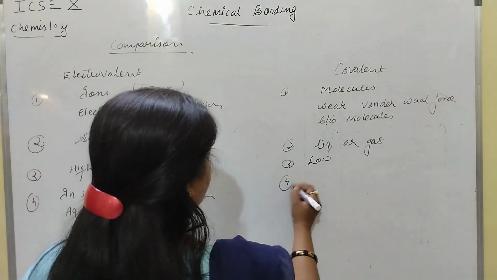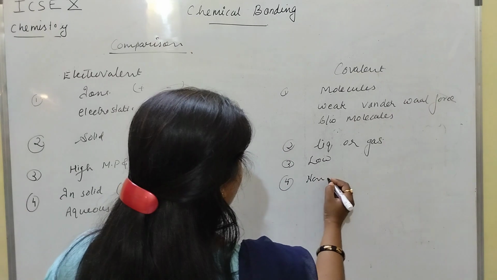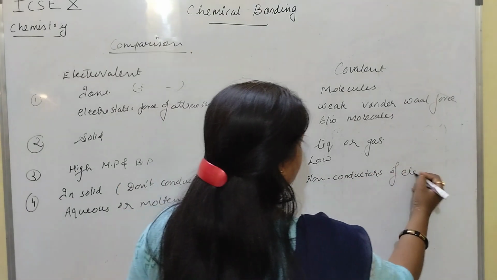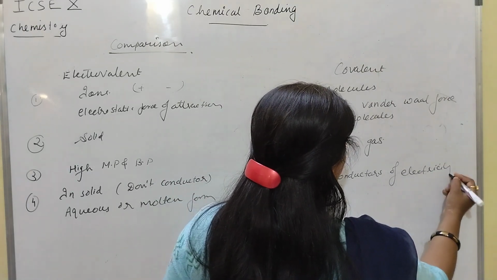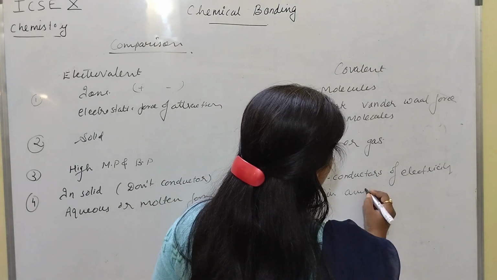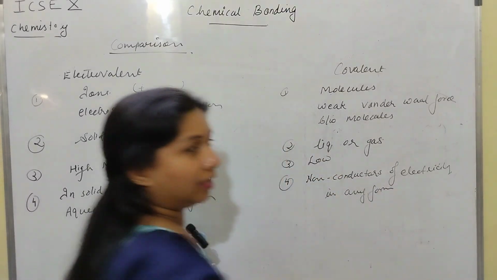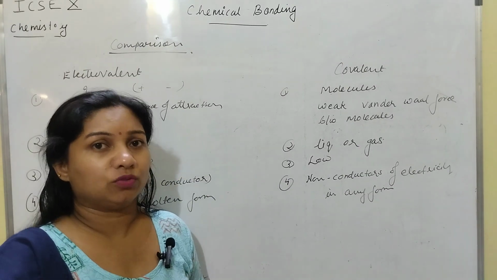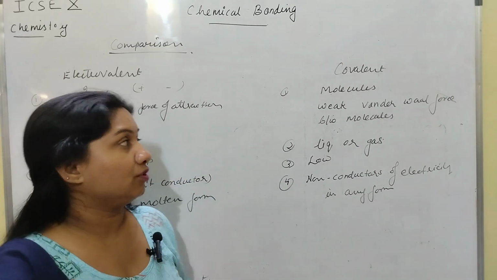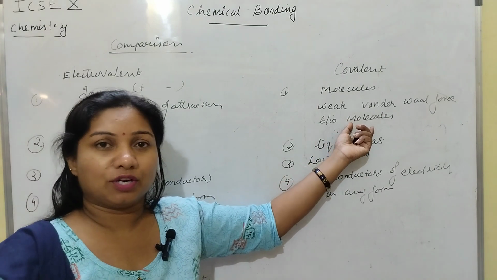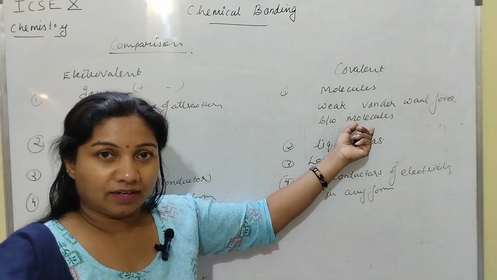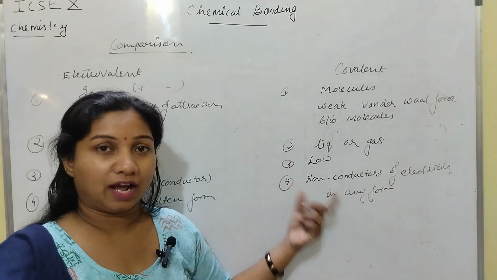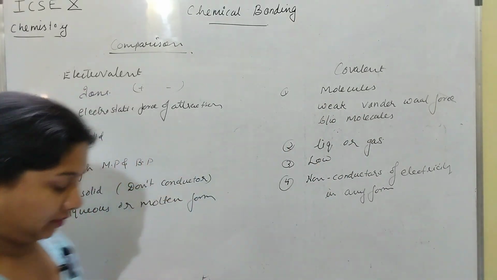And here, covalent compounds are non-conductors of electricity in any form. That means in any form, solid, liquid or gas, they don't conduct electricity. Why? Due to lack of free ions, because the constituent particles are molecules. So they don't conduct electricity. For this to happen, they should have free ions.